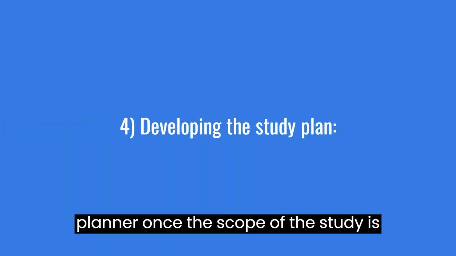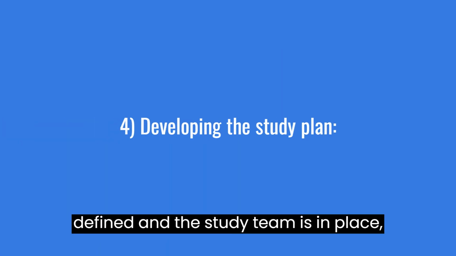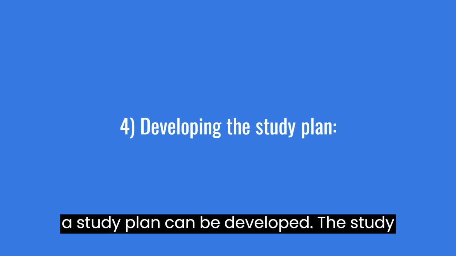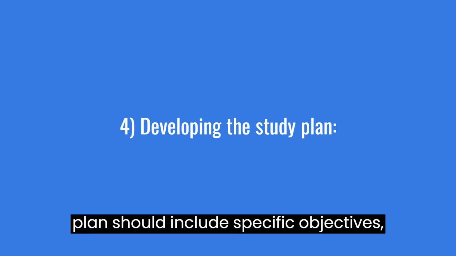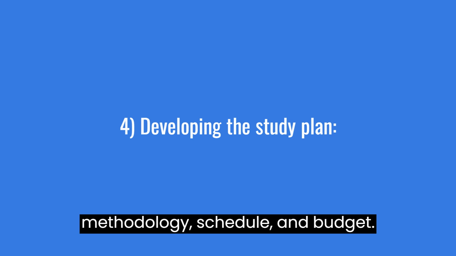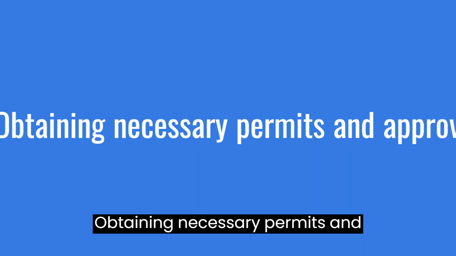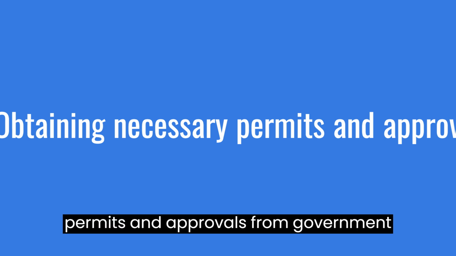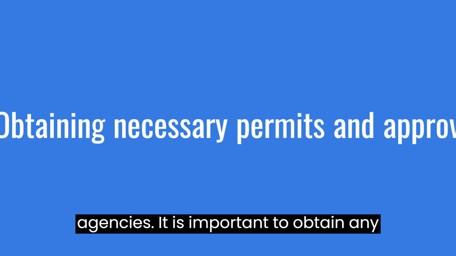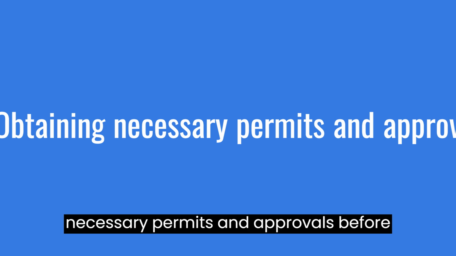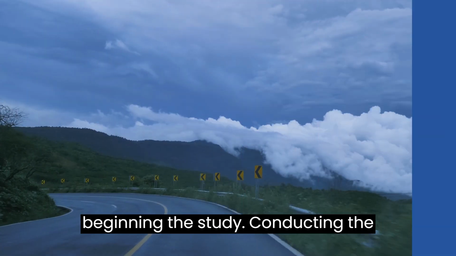Developing the study plan. Once the scope of the study is defined and the study team is in place, a study plan can be developed. The study plan should include specific objectives, methodology, schedule, and budget. Obtaining necessary permits and approvals. Some EIA studies may require permits and approvals from government agencies. It is important to obtain any necessary permits and approvals before beginning the study.